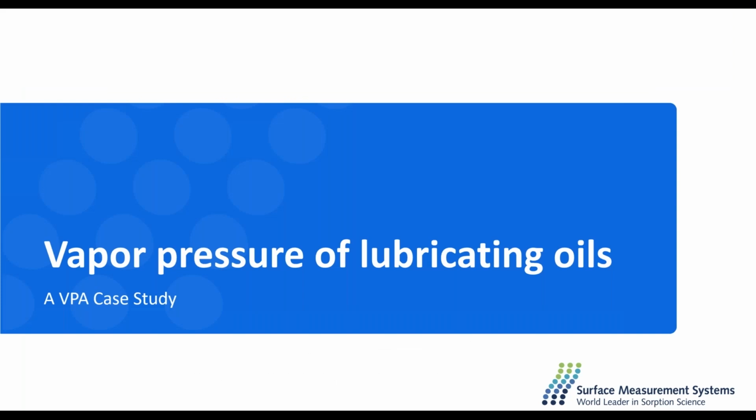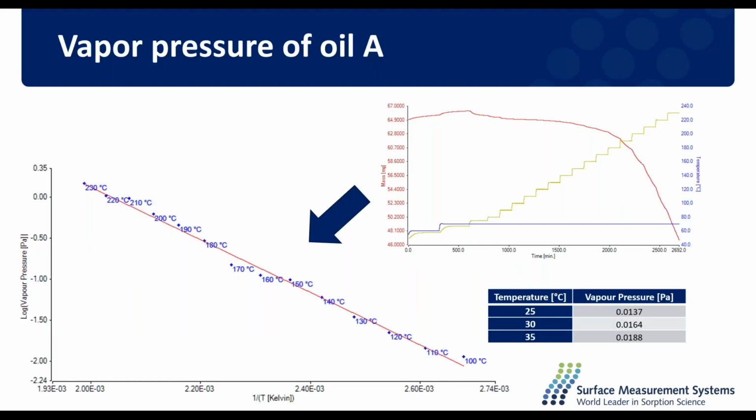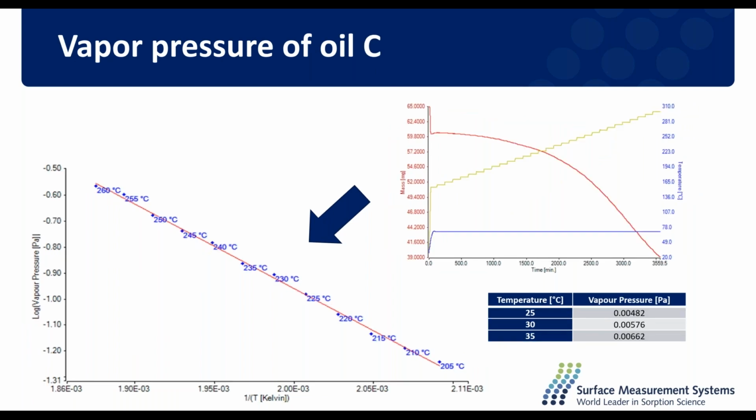A more pertinent study is the vapor pressure of some lubricating oils, where the vapor pressure of certain lubricating oils with relatively low vapor pressures was measured. So these are some experiments, and we also see a good fit to the Kalashnikov line with vapor pressures around 13 millipascal. This is one oil here called oil A, and oil C, with a pressure even lower, around 4 to 5 millipascals.